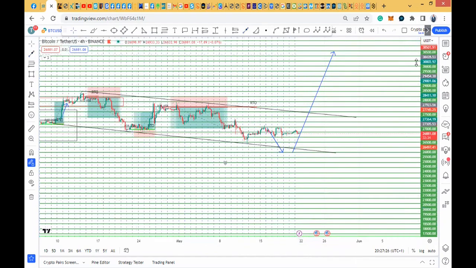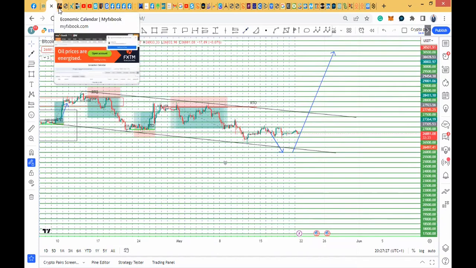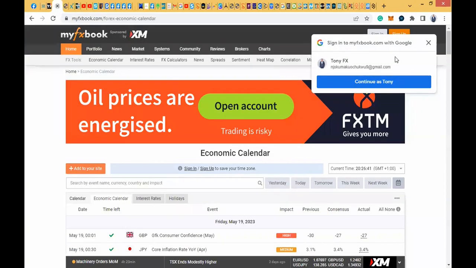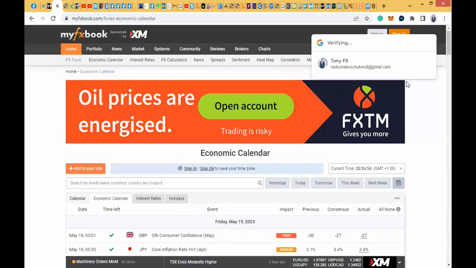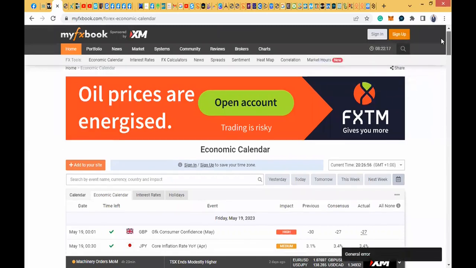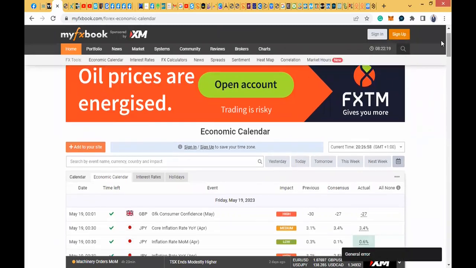So that's it for the technical structures. Let's look at the fundamentals for the week. Fundamentals are when we expect high volatility in the market, because volatility works together with liquidity.